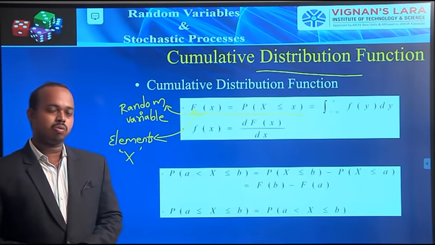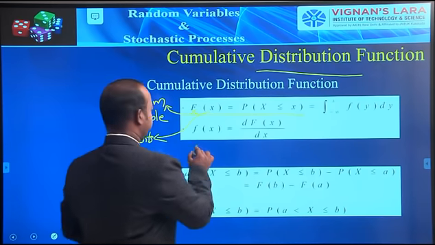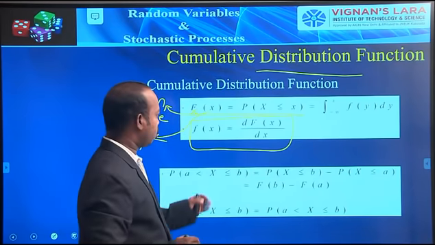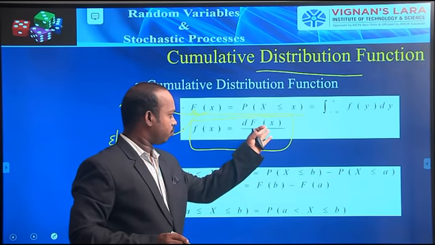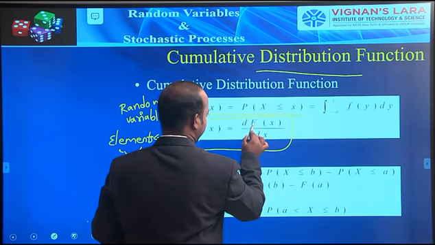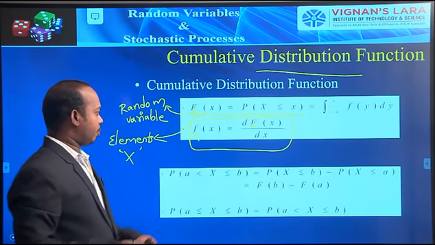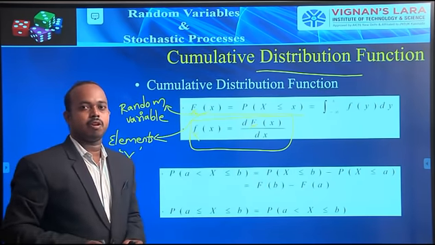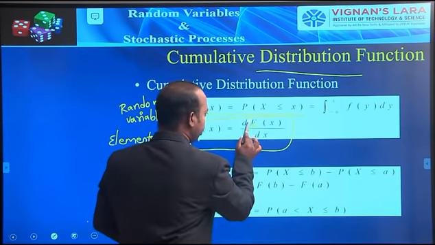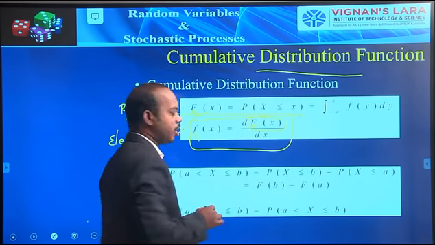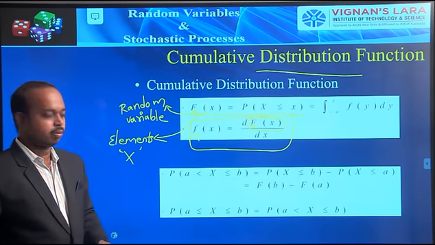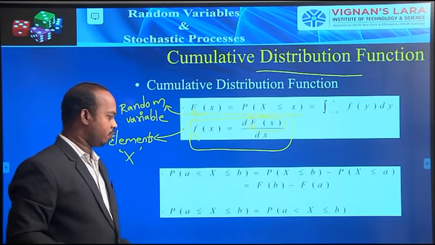The probability cumulative distribution function is F_X(x), and f_X(x) is equal to dF_X(x) divided by dx. Here we represent it with the suffix capital X. I am repeating once again. The density function of a probability is defined as the derivative of the probability distribution function with respect to its element, and that is called the probability density function.